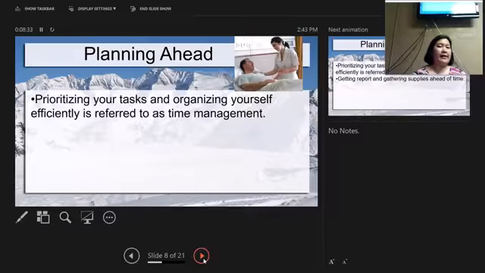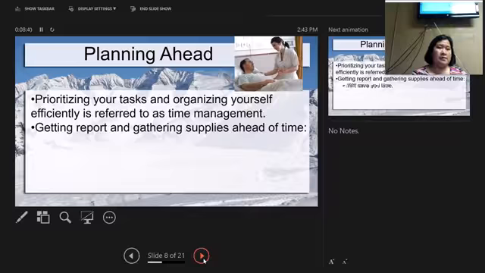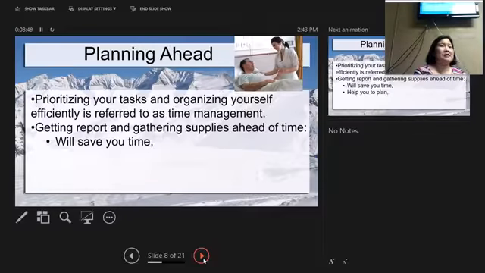Okay, planning ahead, making sure you're prioritizing your tasks, organizing yourself efficiently is referred to as time management. So your time management skills, when you get to work, you're going to plan out your day, and it's not always going to follow that plan, but at least you had a plan for the day.